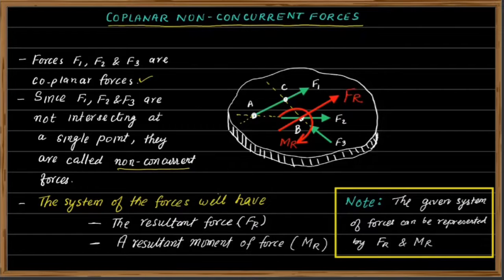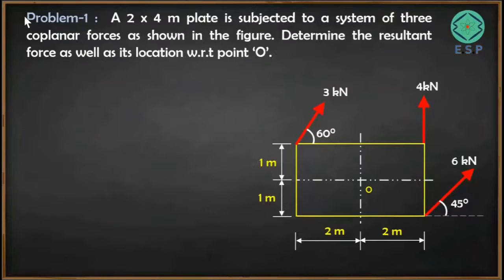Okay, so let's see one example of a system of coplanar non-concurrent forces. So friends, let's solve a problem based on system of coplanar non-concurrent force. So let me read the question first. A 2 by 4 meter plate is subjected to a system of 3 coplanar forces as shown in the figure. Determine the resultant force as well as its location with respect to point O.